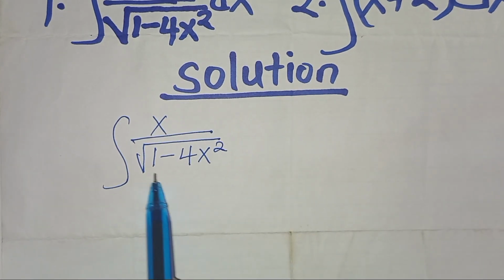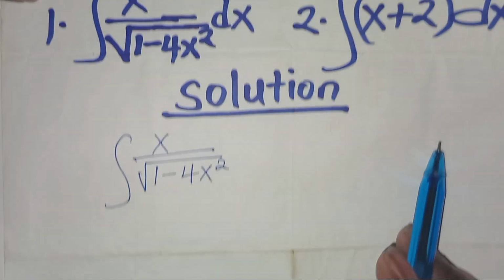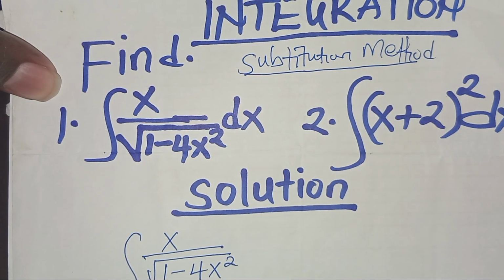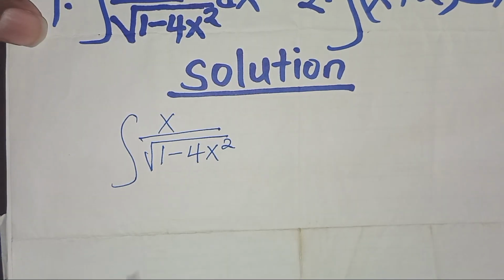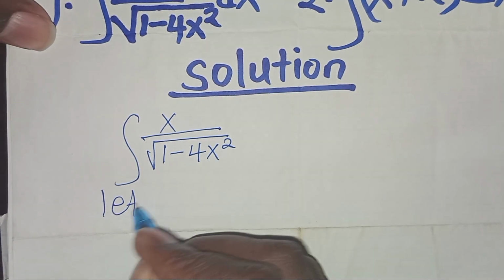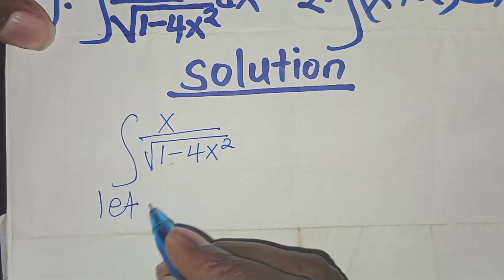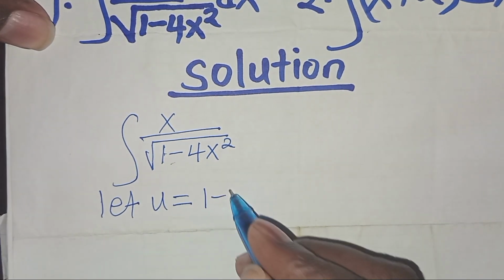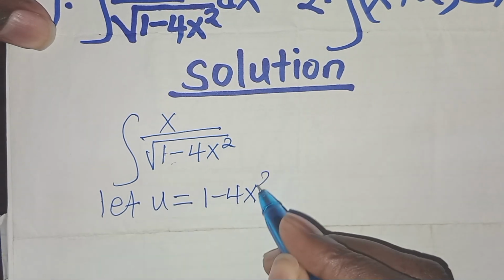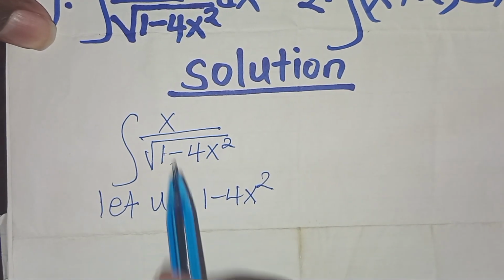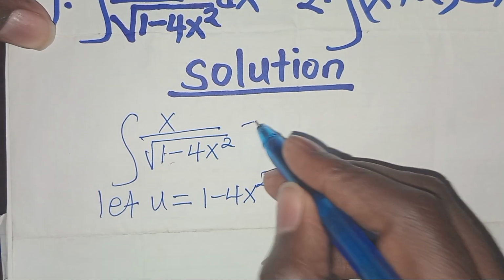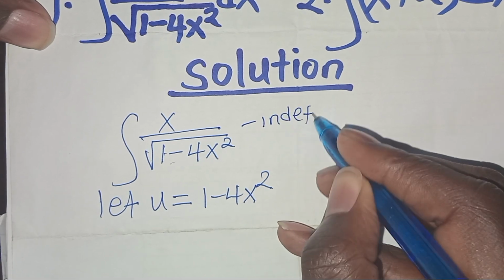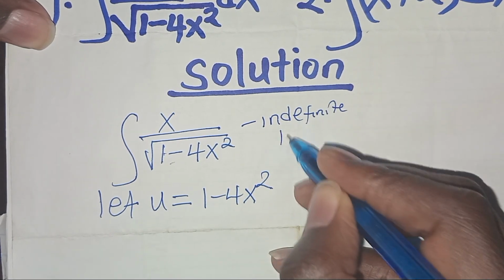So the first thing to do here, remember we're using the substitution method. We just say let u be equal to 1 minus 4x squared. Remember, this is a definite integral.